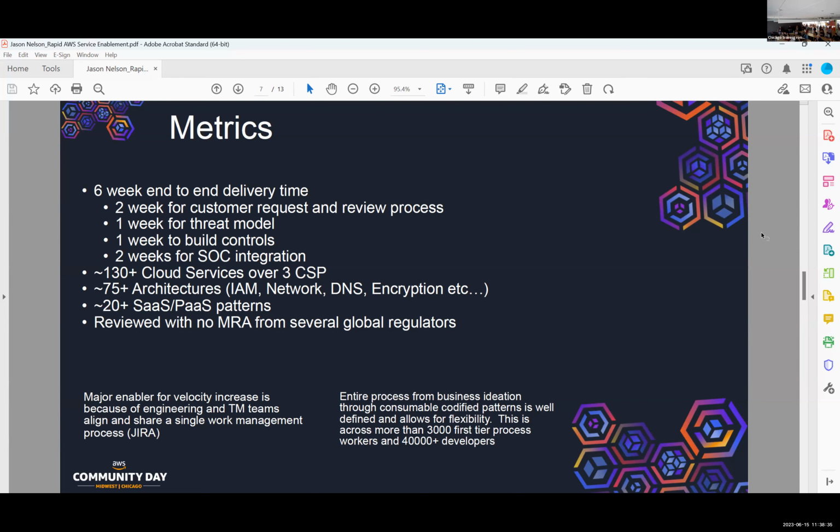Does anybody measure anything in this way in their environment? Does anybody have a threat modeling program in their environment? Okay. Anybody have a security department?